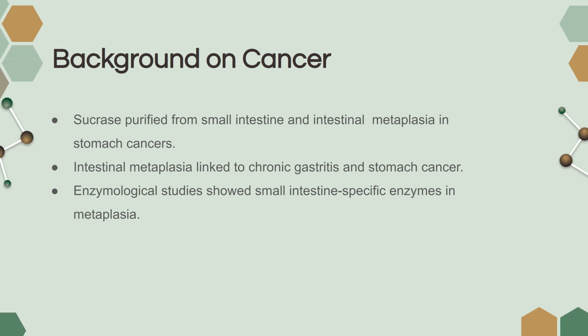Now, why would sucrase have anything to do with cancer? Here is some evidence that may suggest a link. Intestinal metaplasia in humans resulting from chronic gastritis involves abnormal differentiation of the stomach mucosa, leading to the emergence of intestinal type epithelial cells. Enzymological studies have showed the presence of small intestine specific enzymes in areas of intestinal metaplasia, particularly sucrase. Since stomach cancer often originates from these areas, research has focused on understanding its role in stomach carcinogenesis.